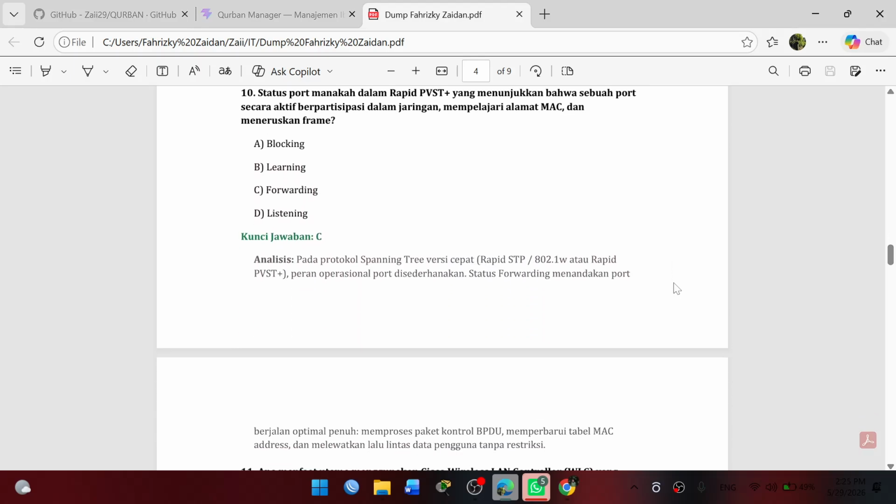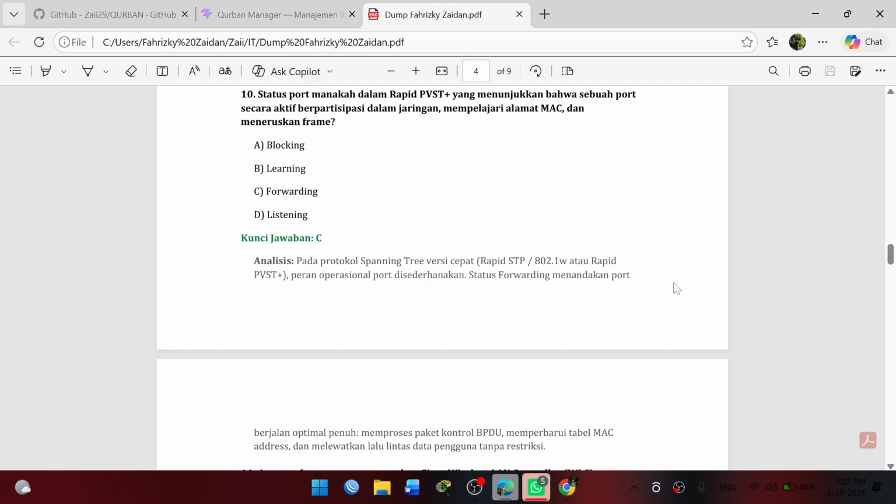Number 10. Which port state in Rapid PVST+ indicates that a port is actively participating in the network, learning MAC addresses, and forwarding frames?